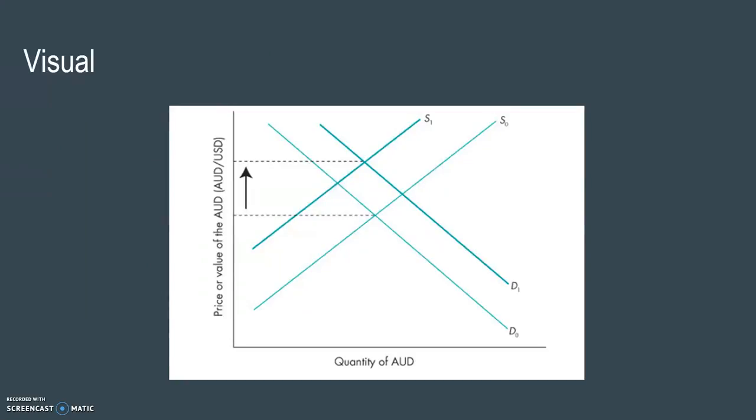This graph demonstrates that the supply curve will shift left and the demand curve will shift right, and this will lead to an overall appreciation of the Australian dollar against the US dollar.